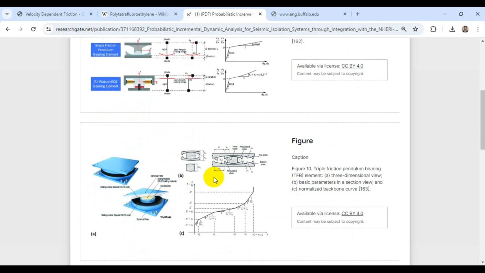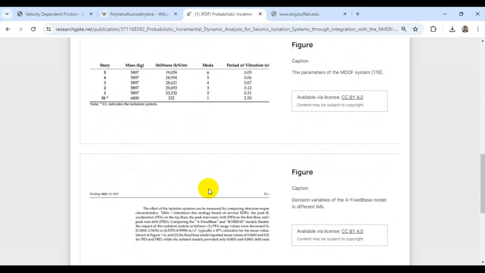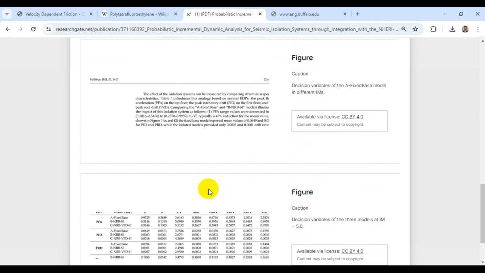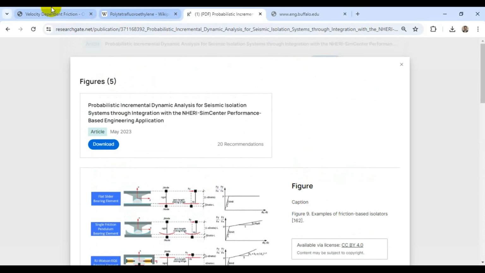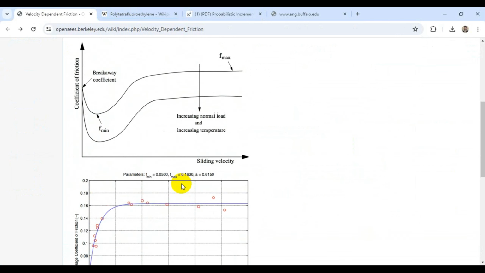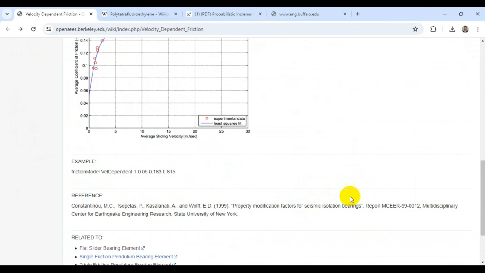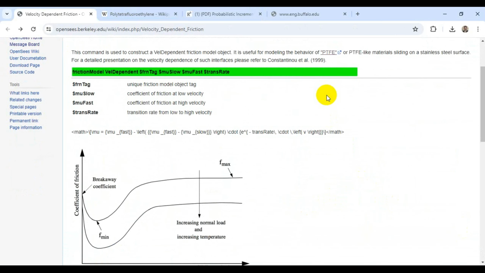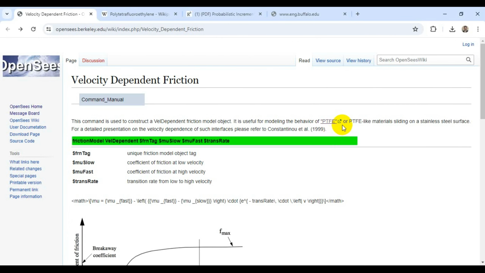These are some of the theoretical background for triple friction pendulum bearing mechanisms, and OpenSees has incorporated it in its documentation. It is given here, and this is why it is important to consider PTFE or PTFE-like material on the sliding surfaces.